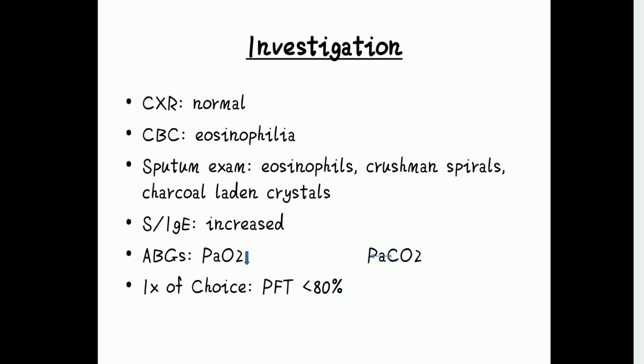On investigation, you will find a normal chest x-ray. On CBC you will find eosinophilia. Sputum examination will reveal eosinophils, Curschmann spirals, and Charcot-Leyden crystals. Serum IgE levels will be increased. On ABGs, the partial pressure of oxygen will be decreased, but the partial pressure of carbon dioxide will be normal. The investigation of choice in bronchial asthma is the pulmonary function test, and the FEV1 to FVC ratio will be less than 80%.